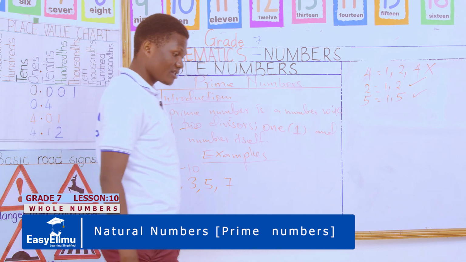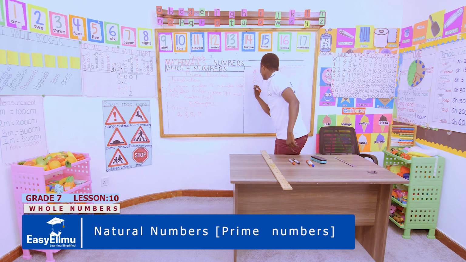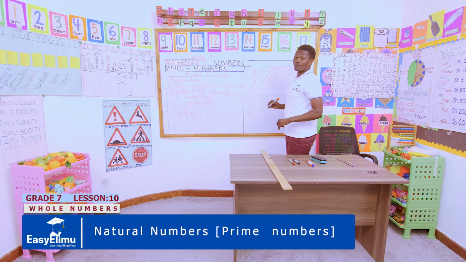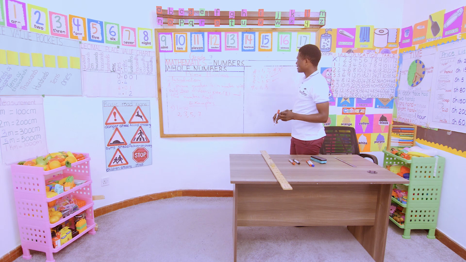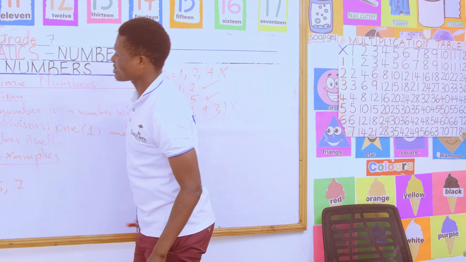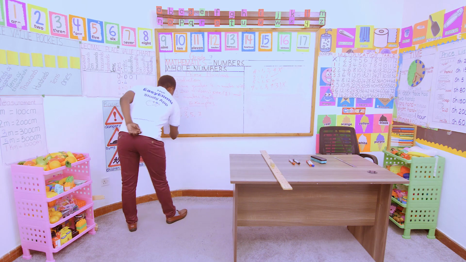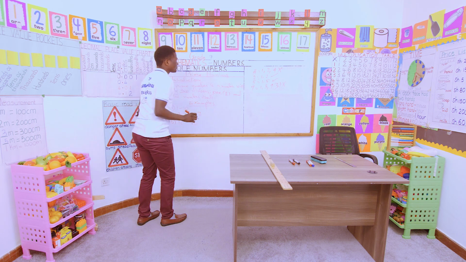Someone has said 9. Is 9 there? Let us confirm. 9. Give me the numbers that can go into 9. We have 1, correct? Yes. 3, good. And any other? 9 itself. How many divisors or factors? 3. Therefore, 9 is not part and parcel of this first set. Correct. Let us look at the prime numbers between 10 to 20.